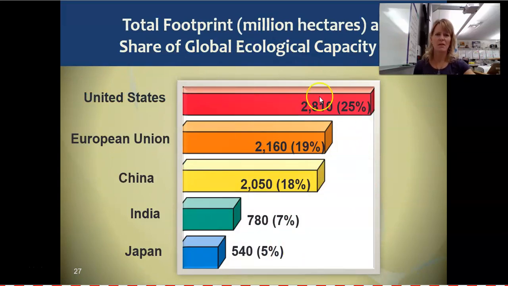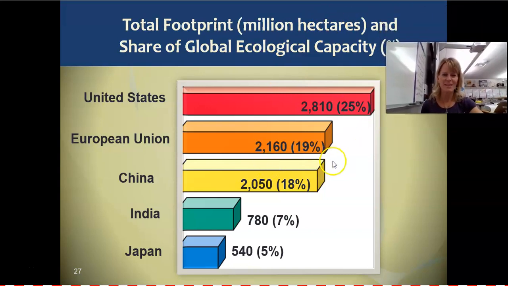Comparing ecological footprint. This is looking at hectares. A hectare is about 2.5 acres. We tend to measure things in acres in the United States, not the metric system. But you can see the United States is number 1 in total footprint. So we definitely use the most land to produce the most stuff, and we make a lot of waste, more than anybody else.